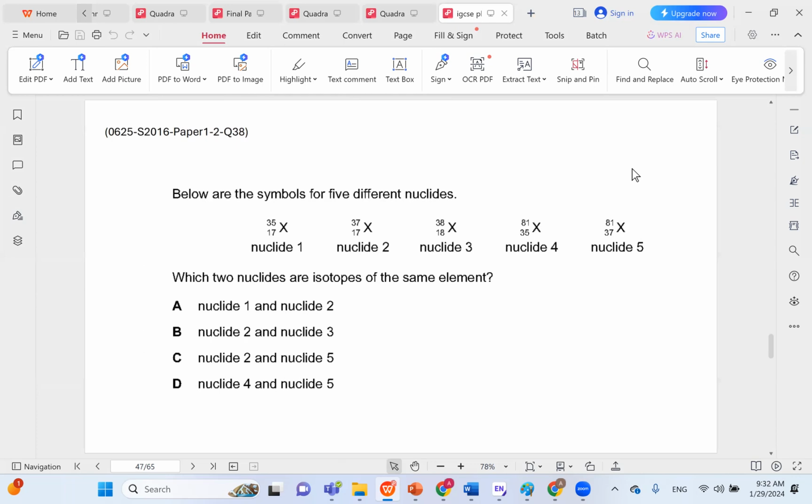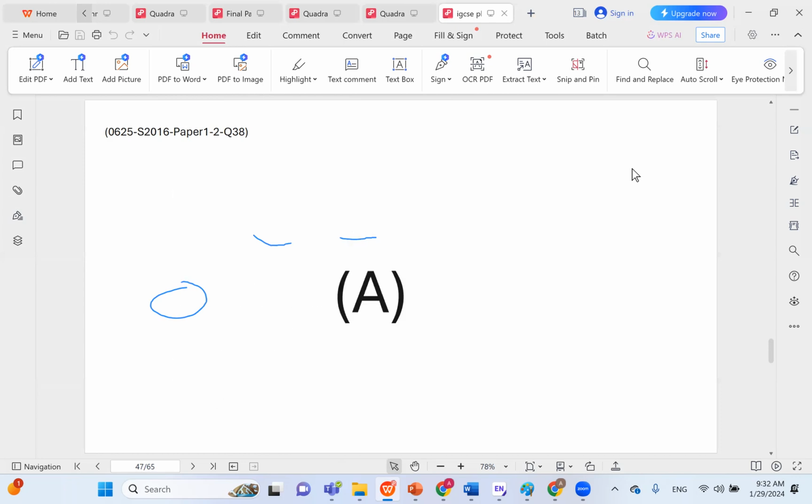Below are the symbols for 5 different nuclides. Which 2 nuclides are isotopes of the same element? So in order to be of the same element, they have to have the same proton number. So you have to go with 1 and 2. The proton number has to be the same in isotopes. So A is the correct choice here.